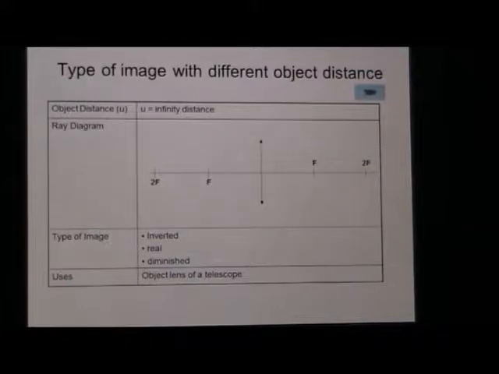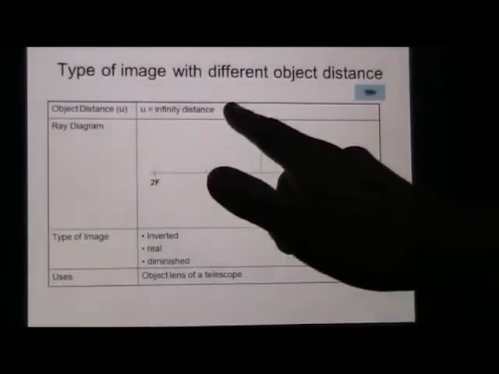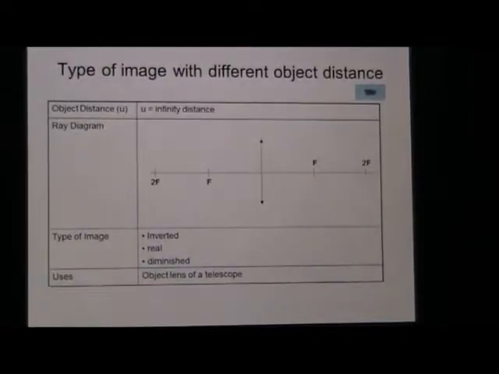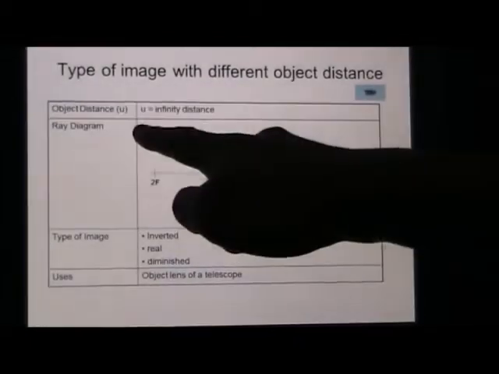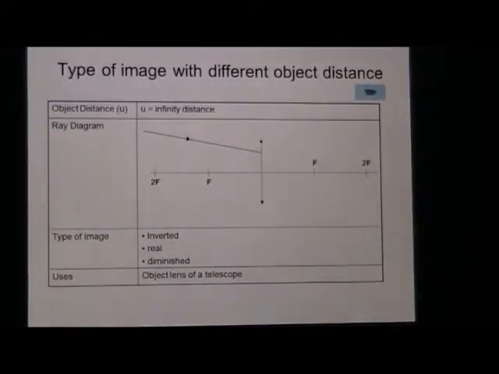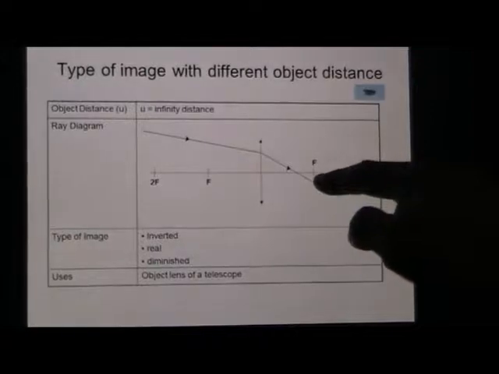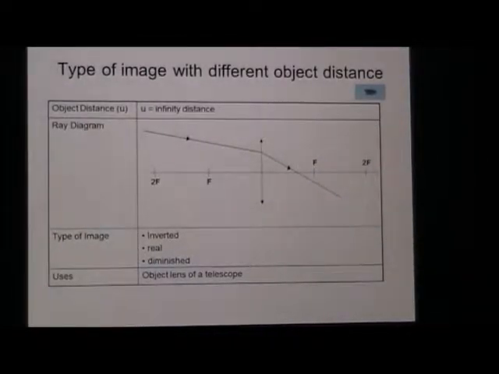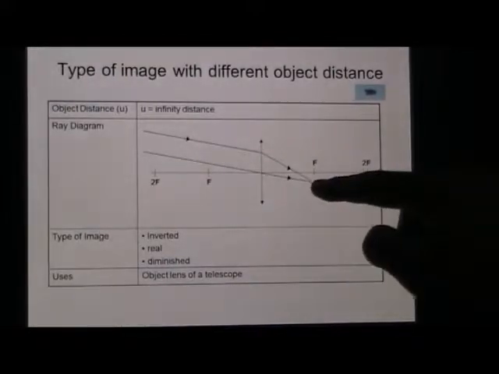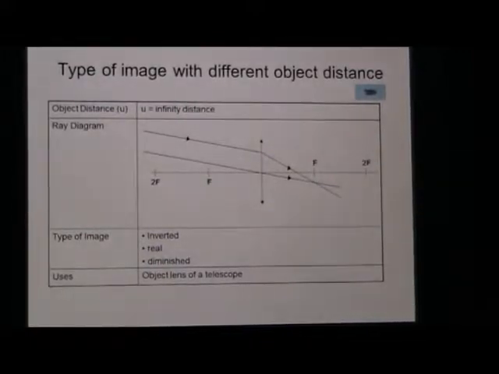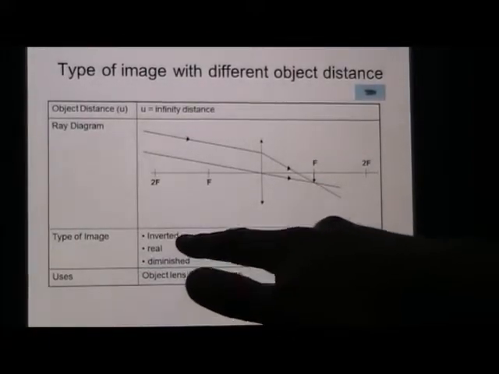Okay, now I'm going to go through the kinds of image that you can form by varying the object distance. First of all, let's say the object is at infinity distance away, like a planet or the sun. The ray that comes in will be something like this. One ray that is slanted will pass through the lens. When it passes through the lens, it's going to get bent, and it will go somewhere below the focal point. And we have another ray that will cut through the center of the lens and make sure that the intersection point is directly below the focal point. Because for an object that is at infinity distance, the image will be formed directly below the focal point, and the kind of image that we see will be inverted, real, and diminished.